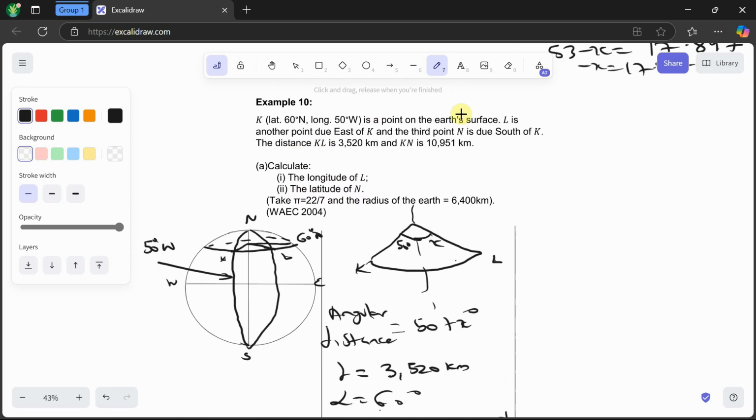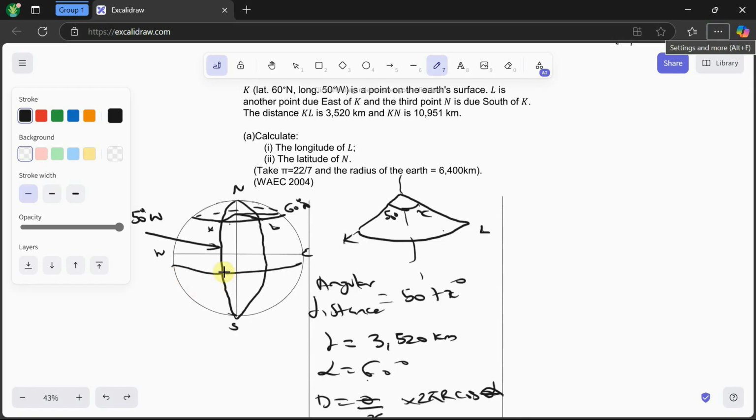Our question now says that the third point, n, is south of k. So this k, south of k. It could be here, it could be here. I'll just take one point really. So this point here is the n. So we have the k, we have the l, we have the n. If I wanted to draw the line, that would be something like this to k and this to n.